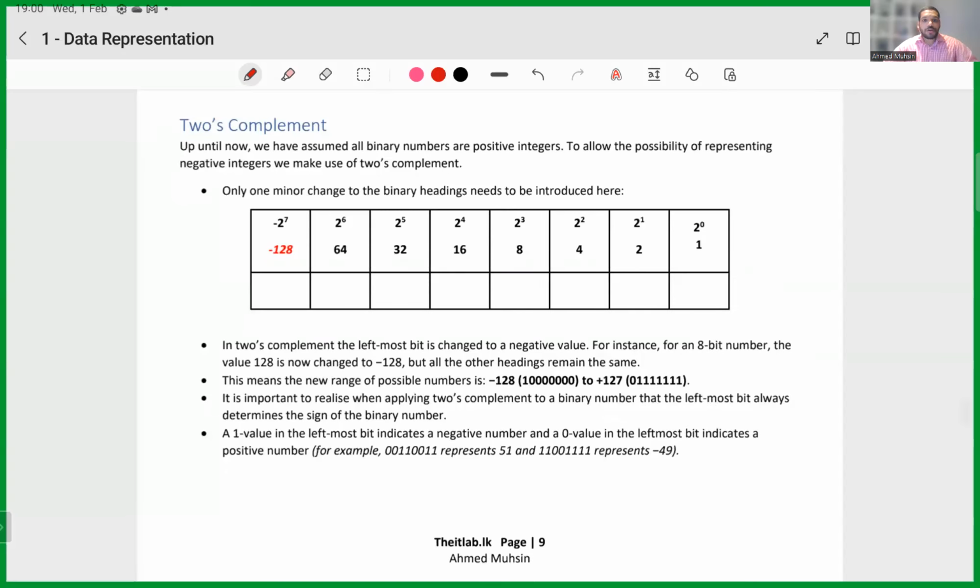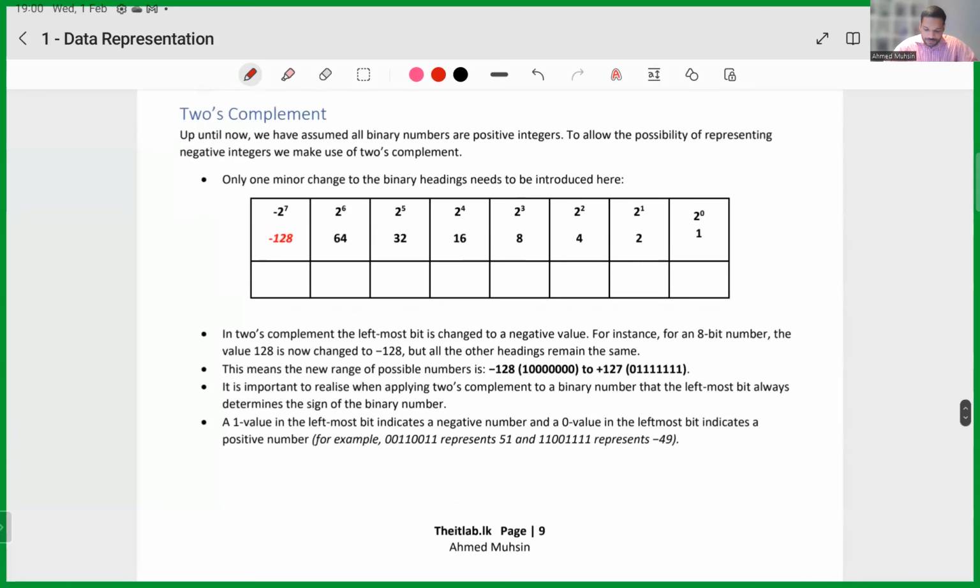We're talking about 2's complement, okay? So it says over here, up until now, we have assumed all binary numbers are positive numbers. So right now, all the binary numbers that we have dealt with up to this point have all been positive binary numbers, okay? To allow the possibility of representing negative integers, we will be learning something called 2's complement.